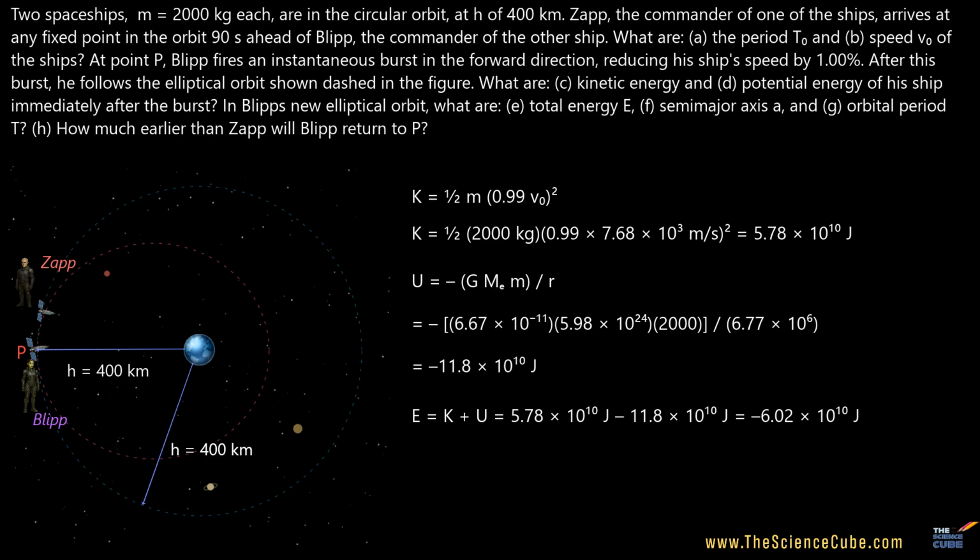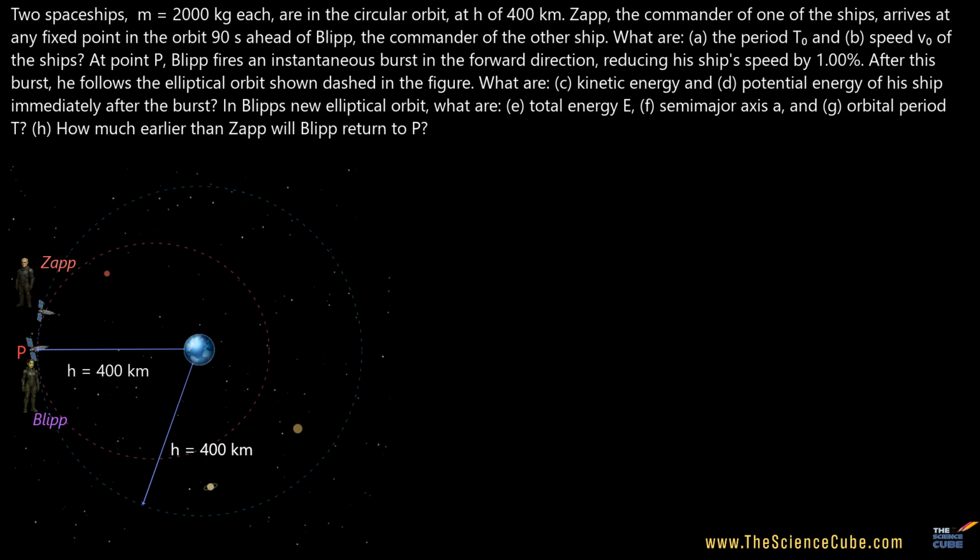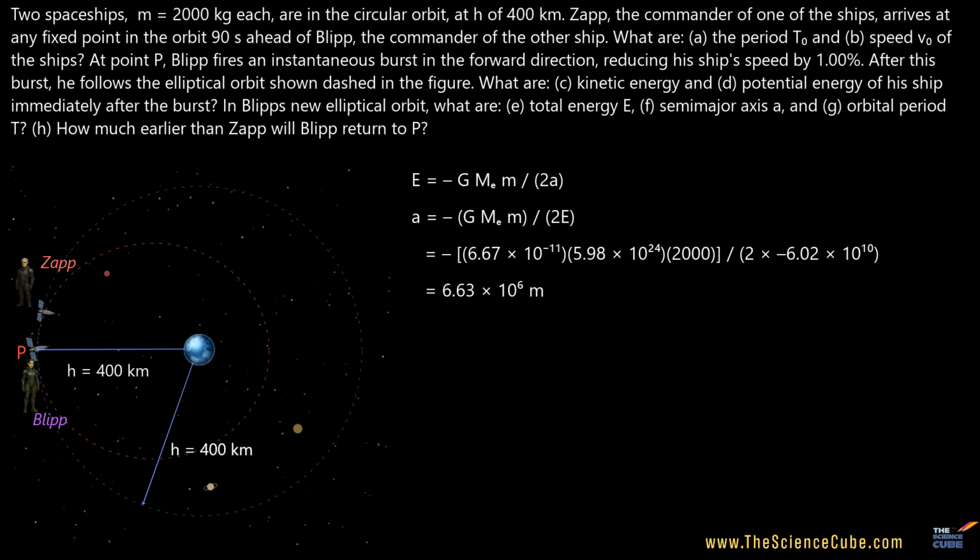Next, we have to find the semi-major axis followed by Blip's spaceship. So we know that for elliptical orbits, E equals minus G M Earth into m upon 2a. That is, we can replace r for circular orbits with a, the value of the semi-major axis. So a equals minus G M Earth into m upon 2 times capital E, or the mechanical energy of the spaceship. And when you put in the values, this equals 6.63 into 10 to the power 6 meters.